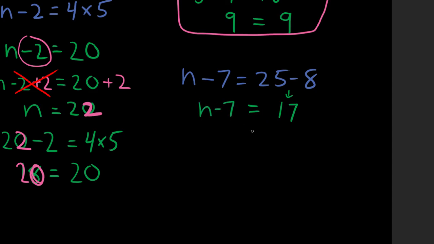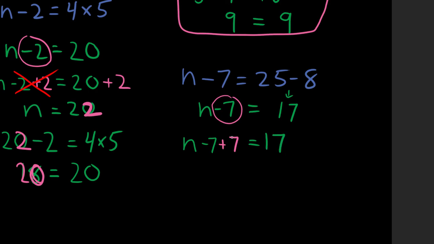So what number minus 7 equals 17? Again, I have to leave n by itself. I don't like this minus 7 hanging out with this n here. To get rid of this minus 7, I have to do the opposite of subtracting 7, which is adding 7. So this becomes n minus 7 plus 7 equals 17.